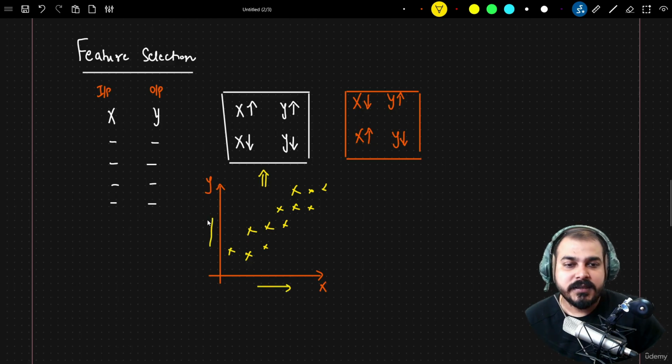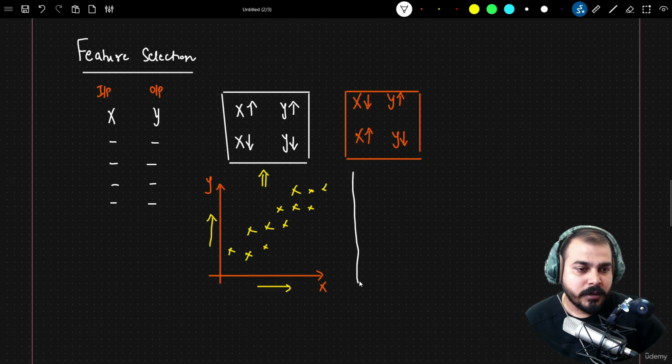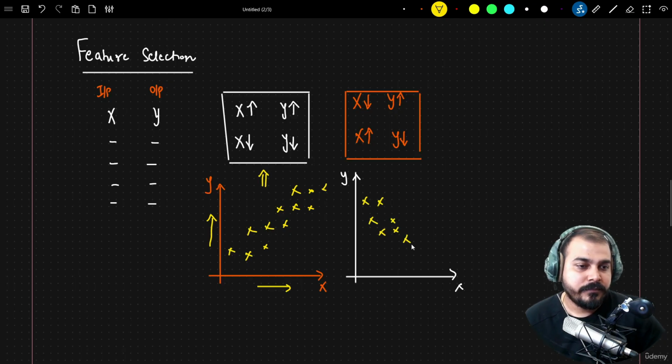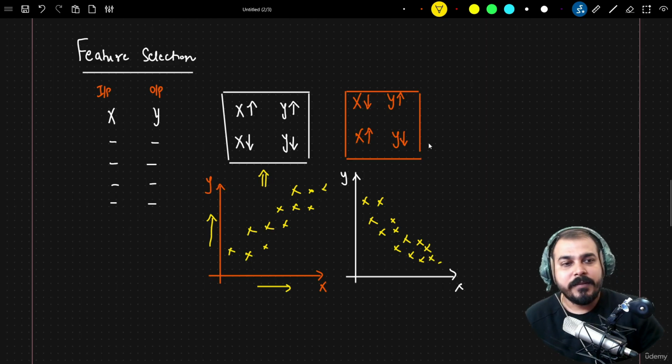When X is increasing, Y is increasing, right? Similarly, in this particular case, if I want to draw a scatter plot, my scatter plot will look something like this with respect to X and Y, right? Now, if I try to see this, all the points will be in this inverse relationship. Whenever we have this inverse linear relationship, it will follow this specific approach.